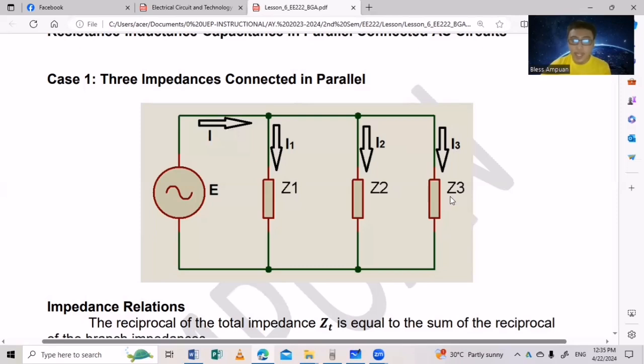They are in parallel, which means that the voltage drop for each branch is equal to the supply voltage. But in a different manner, the current for Z sub 1 will flow here, and also for Z sub 2. So the currents that flow in I sub 1, I sub 2, and I sub 3 are different, depending on the value of the impedance in here. The greater the impedance, the lower the current that will flow in each branch.